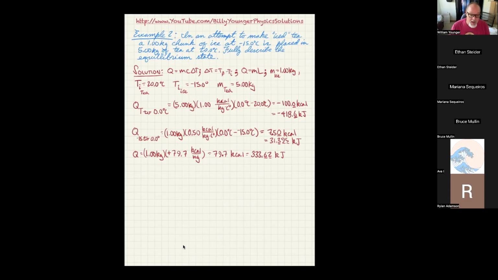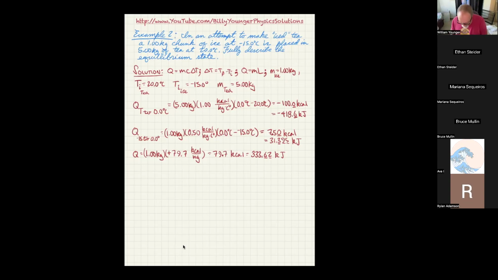So since we've got more than enough energy to melt the ice, we're going to have a mixture of tea and water that has a temperature somewhere between 0 and 20 degrees Celsius. And I would imagine it's a little bit closer to 0 than to 20. So that's what we're going to work out.